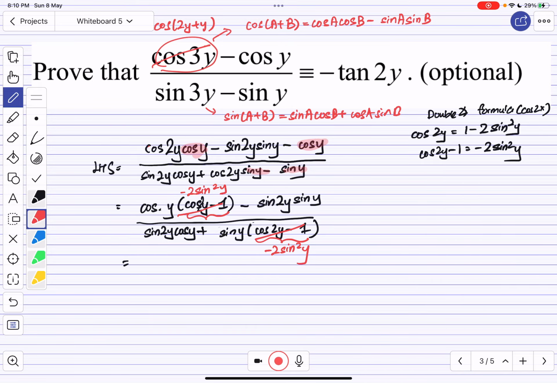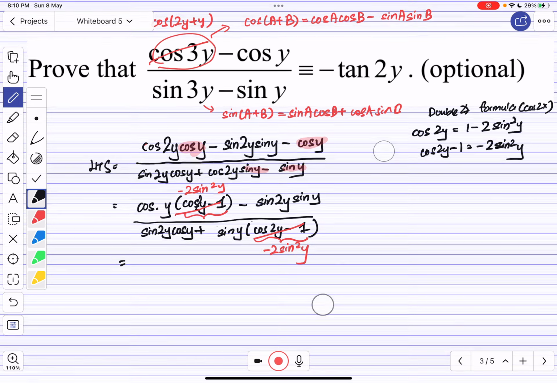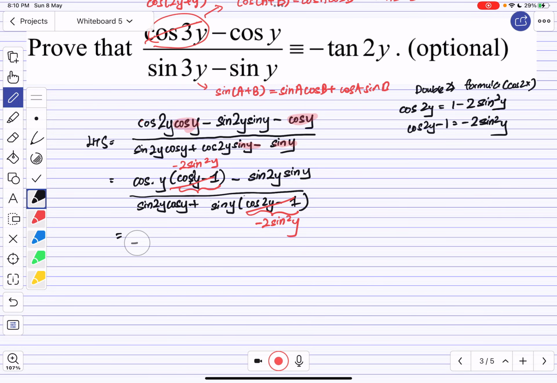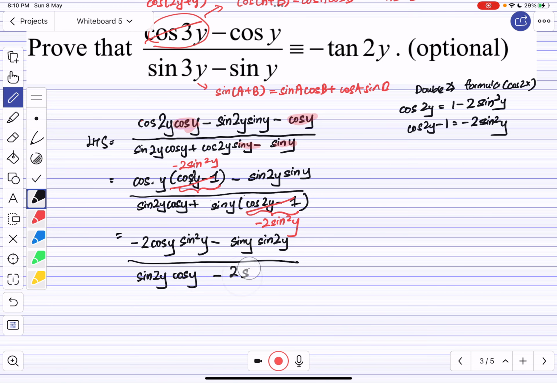Okay, so let me rewrite it. This is negative 2 cos y sine square y minus sine y sine 2y. The denominator will be sine 2y cos y minus 2 sine cube y.